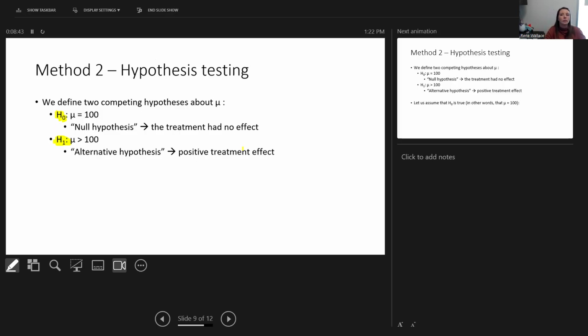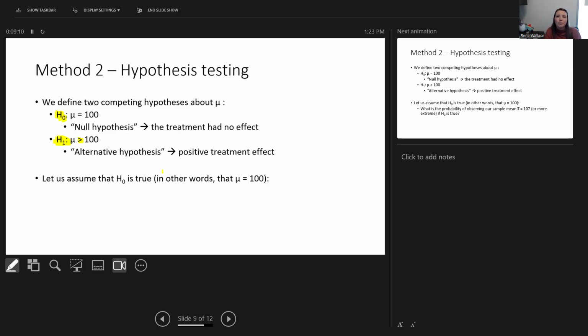It increased their scores. It doesn't always have to be greater than. It could be less than. It could be is not equal to. It just depends on the question that you're asking. But for this specific question, we're seeing if scores were increased, if people were more intelligent, if their scores were higher. So that means if I want scores to be higher, mu is greater than 100. That could be the alternative hypothesis.